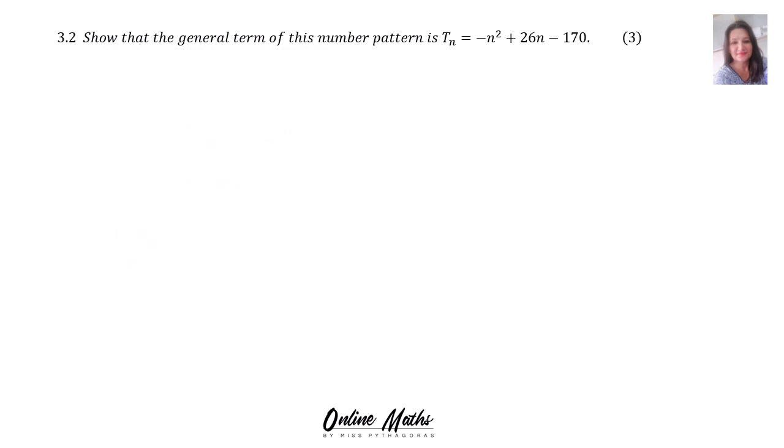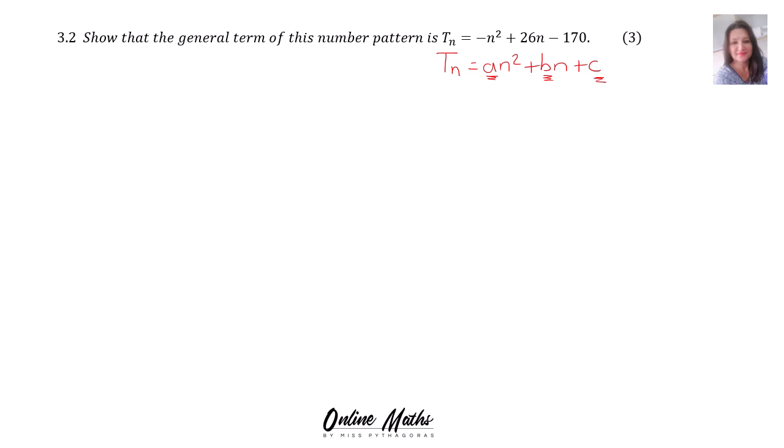On number 3.2, they want us to show that the general term of this number pattern is, and then they give you that quadratic equation over there. Remember, the general formula is an squared plus bn plus c. So we are looking for a value for a, b, and c.